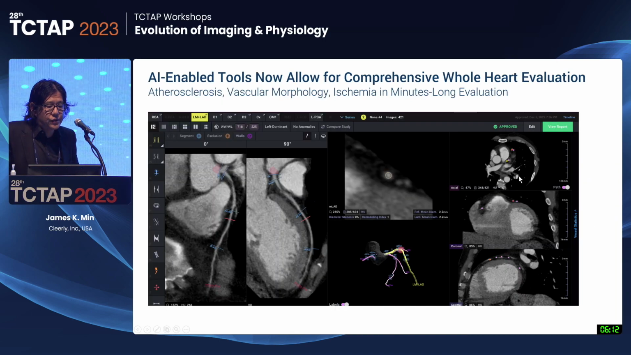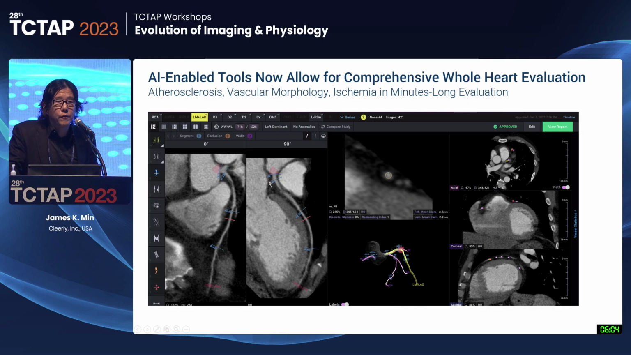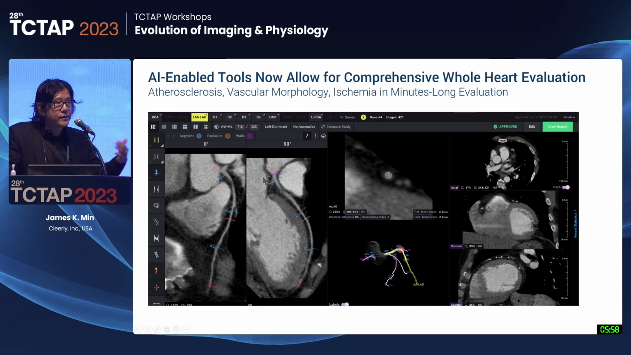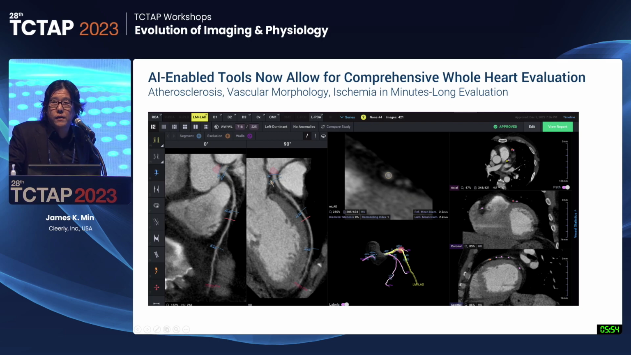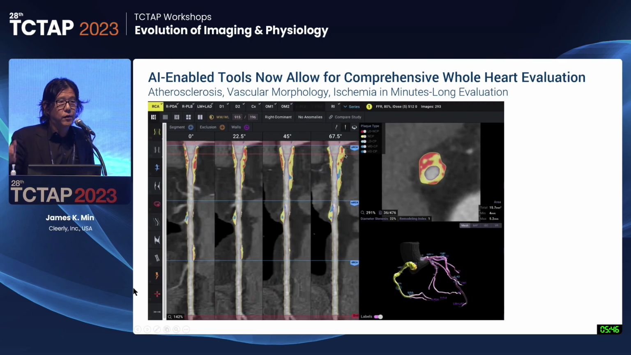So let me just share how we do that. What you see here looks like a workstation, and I think those who do CT tend to look at it in these curved multiplanar formats. You do visual semi-quantitative assessments of things, and then in order to do the research on it, to really try to understand the vascular morphology, the ischemia, the atherosclerosis, you spend a lot of time doing manual measurements. And so what we did over the last few years is really to try to automate this.